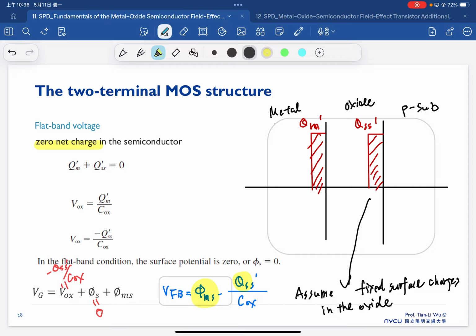Again, the analysis here is not that complicated, but one easily confusing thing is that we have many terms here. We have a QM prime, we have a QSS prime. That also sometimes causes confusion, so you need to have a little bit of patience with this.